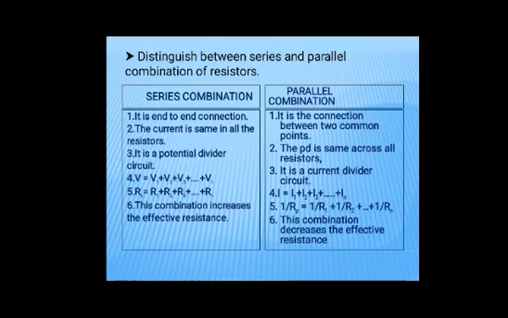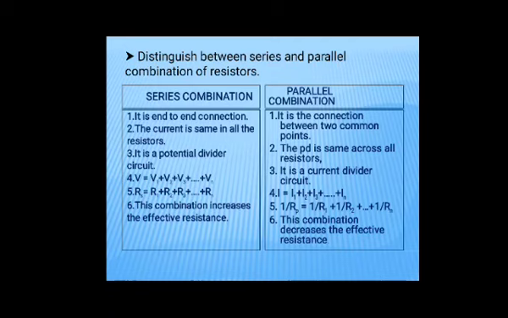In case of series combination, it is an end-to-end connection. For parallel, it is the connection between two common points. Current remains the same in case of series combination. Potential remains the same in case of parallel combination. So series is a potential divider circuit. Parallel combination is a current divider circuit.